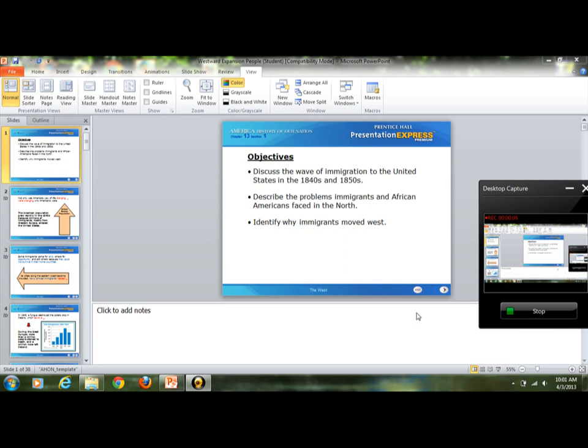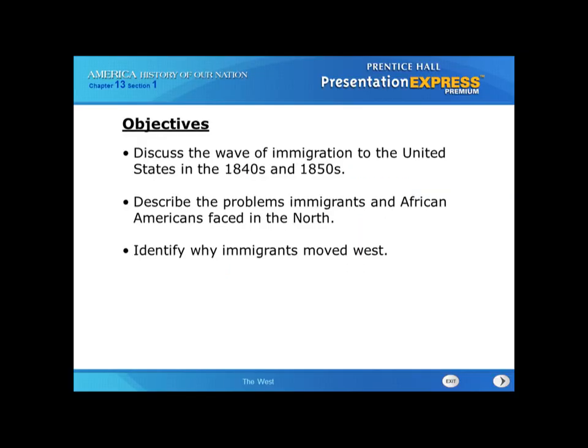Okay, this is a PowerPoint on westward expansion, people. Go ahead and maximize the screen. We'll first talk about immigration and how the wave of immigration to the United States in the 1840s and 1850s led to a huge growth in population. We'll talk about some problems immigrants and African Americans faced in the North and why immigrants moved west.